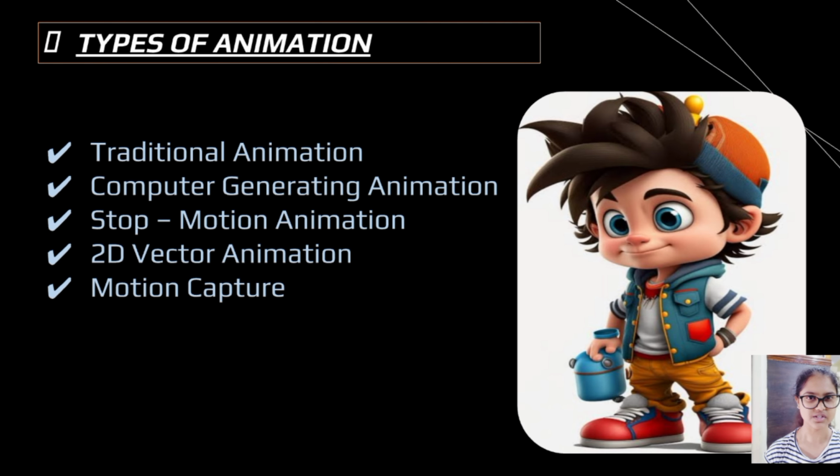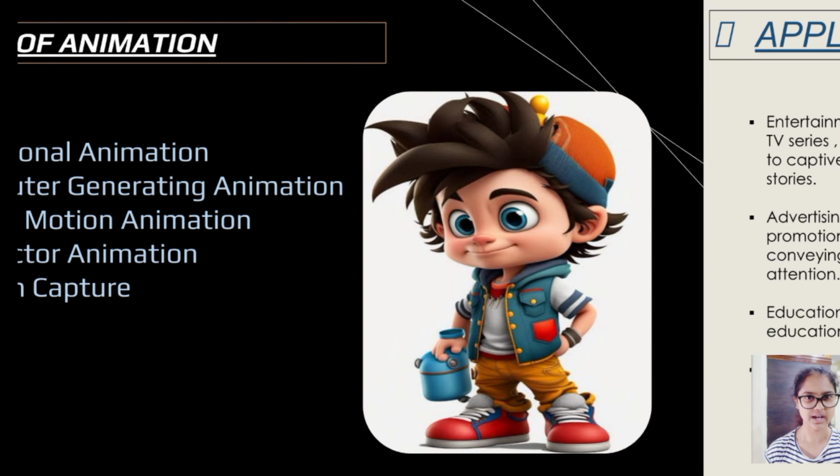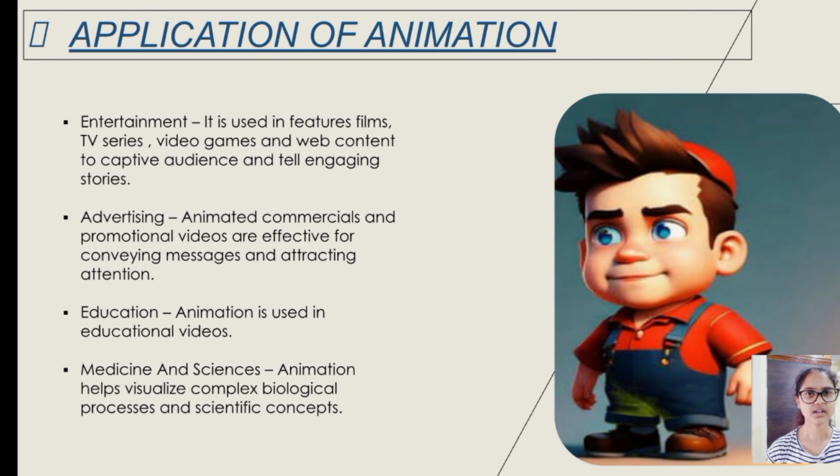Types of animation: traditional animation, computer generated animation, stop motion animation, 2D vector animation, and motion capture. Application of animation: entertainment. It is used in feature films, TV series, video games, and web content to captivate audiences and tell engaging stories. Advertising.